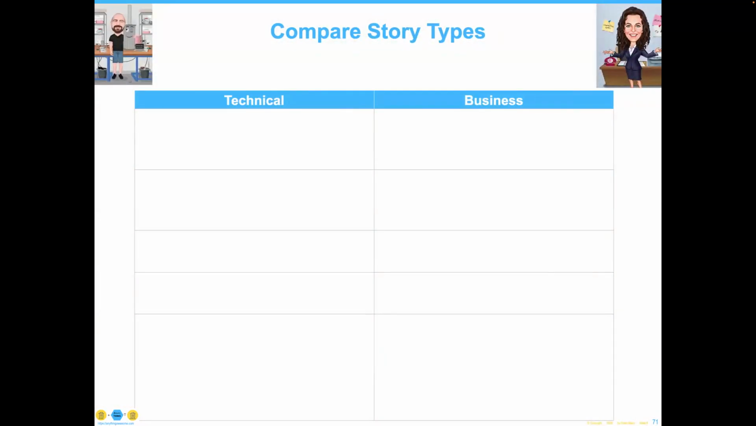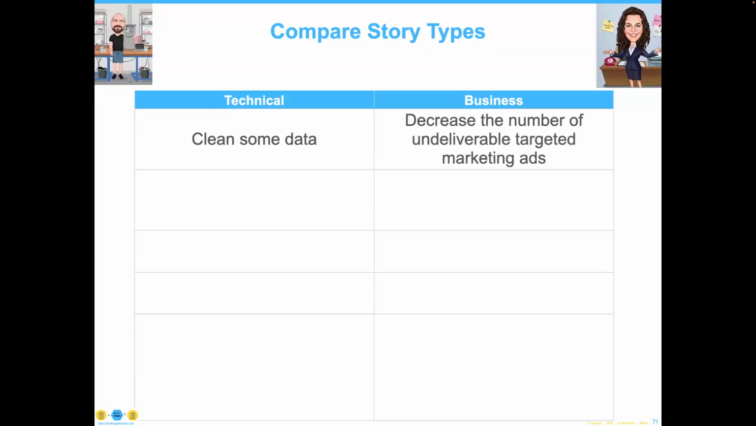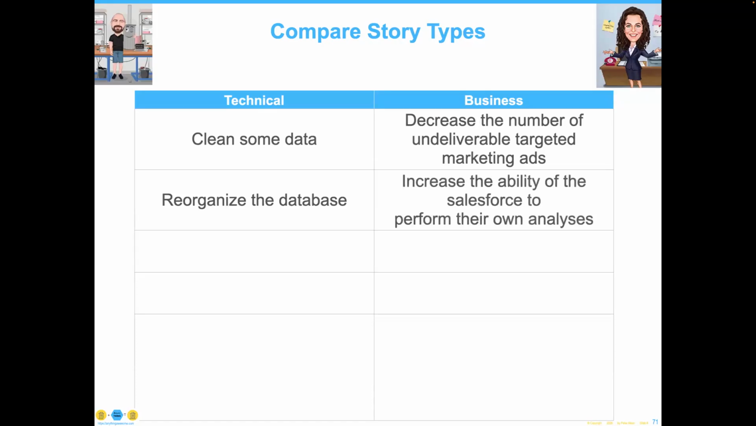We can't remain techie. So here's a couple of stories that we want to have. Somebody might on the technical side say, I want to do data governance to clean some data. Yawn. But if I say I'm going to decrease the number of undeliverable targeted marketing ads, ooh, I've got somebody's attention. If I'm going to reorganize the database, I think I'll go, do something else, wash my hair, right?